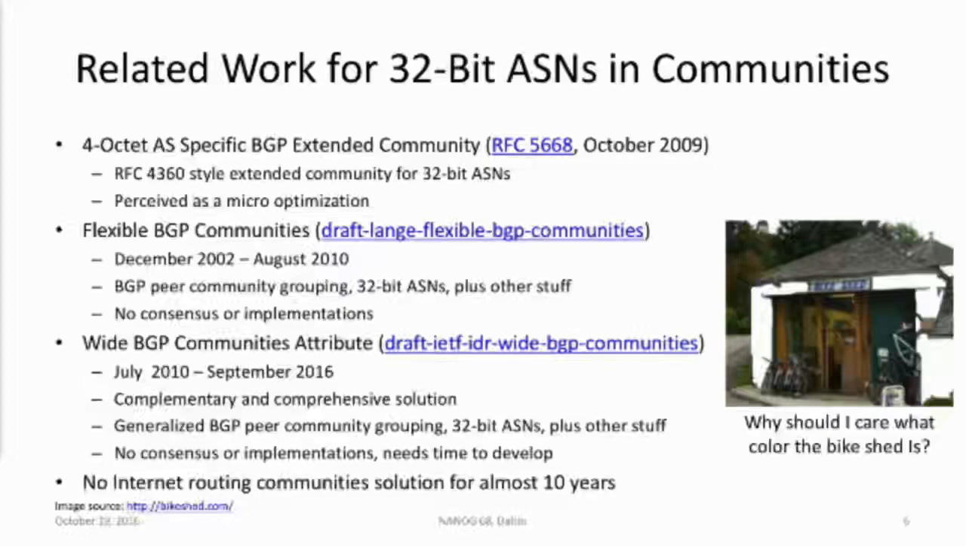And there's also an effort called Wide BGP Communities. There is still a lot of momentum behind this one. It's a complementary solution and a more comprehensive solution. It adds a lot more things like peer grouping, scope, and things like that, but there's no consensus or implementations available today. And I think the solution needs more time to develop. So basically, the state we're in today is we have no community solution for over 10 years that supports 32-bit ASNs.